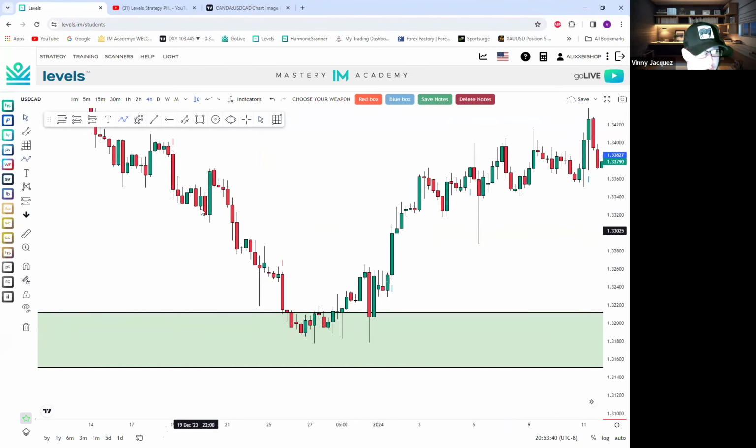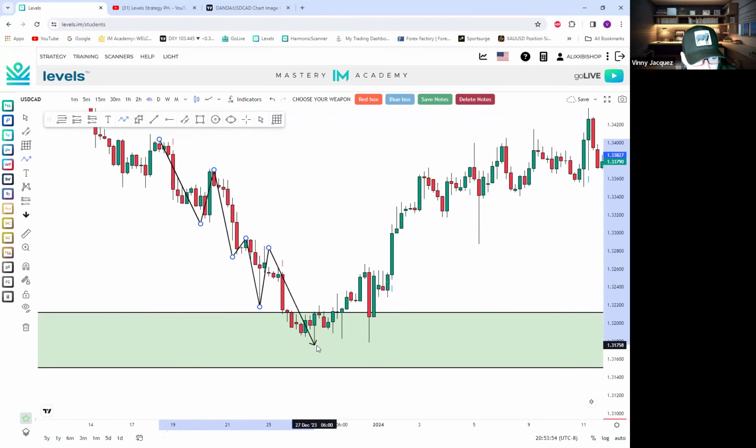Let's follow structure always, guys. Always. Lower low, lower high. Right? Lower low, lower high. Lower low, lower high. Lower low. Okay. So now that we've found our structure, we need for market to break and close above.